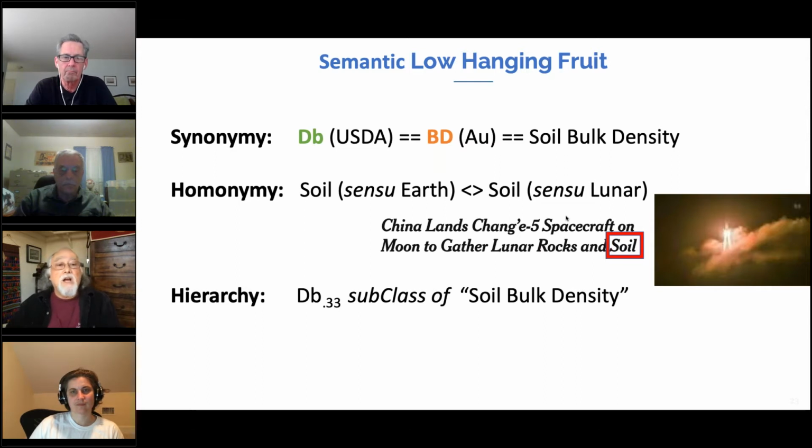hierarchy, where you've got this DB subscripted 0.33, and we can use ontologies to very, very formally say that this is a subclass. That, in other words, it's a type of soil bulk density. Take a completely cryptic term, maybe not to an American soil scientist, but to an Australian one or a Chinese one, and tie it to a term with which they are familiar.